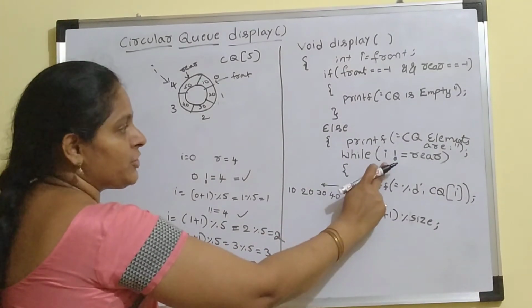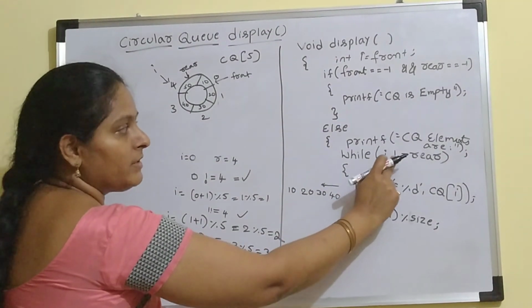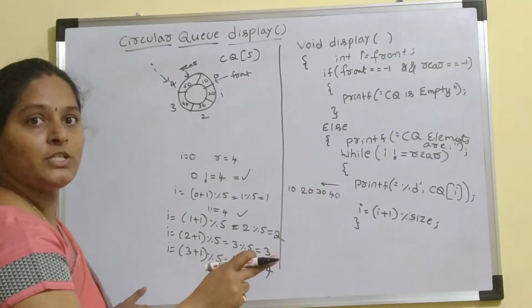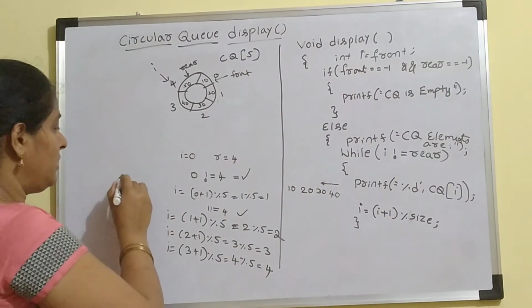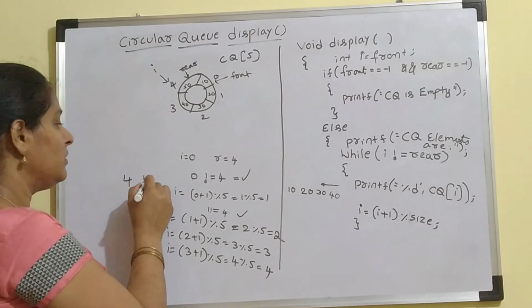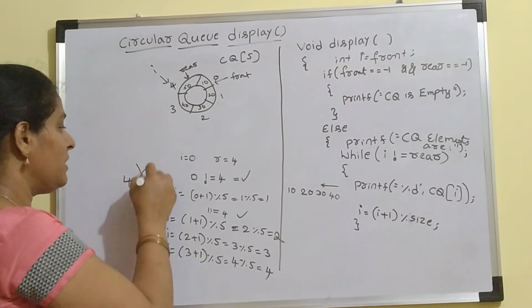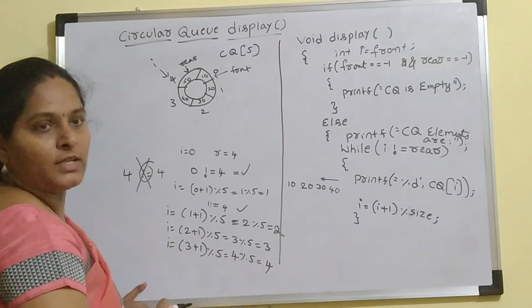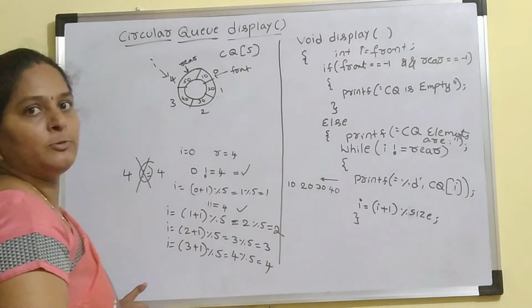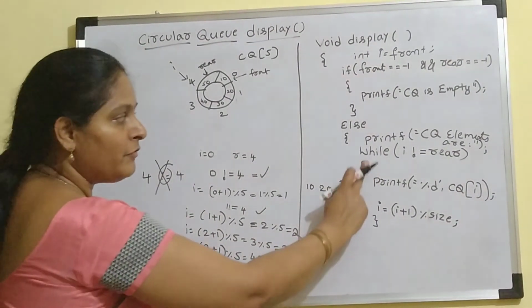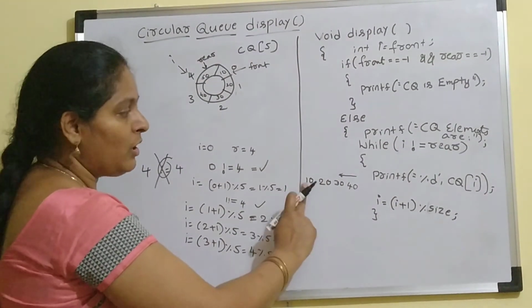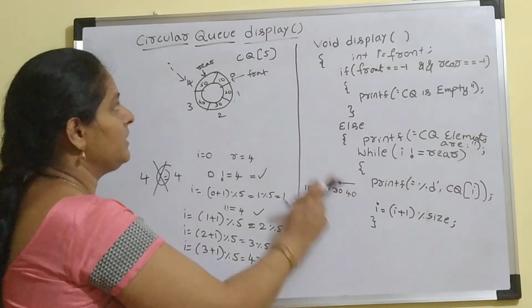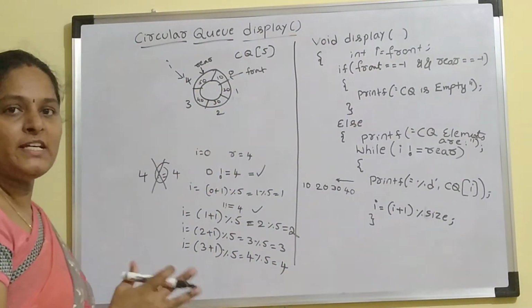Now we will check the condition. I value is 4. 4 not equal to 4. Here the condition failed. 4 is equal to 4. So this condition failed. If this condition failed, we will not enter into this while loop. We will come out of this while loop. But after coming out of this while loop, how many elements are printed? 10, 20, 30, 40. Then what about 50? 50 is not yet printed.